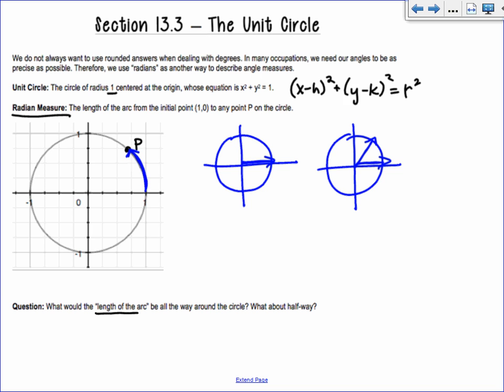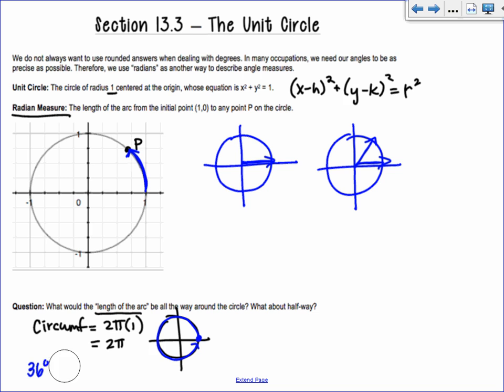So it says, what is the length of the arc if we go all the way around the circle? What do we call that if I find the length all the way around a circle? The circumference, right? So the circumference is going to be 2 times pi times r. So in this case, it'd be 2 times pi times 1, or 2 pi. So it'd be going all the way around like that. So if I want to talk about 360 degrees, 360 degrees is the same as 2 pi radians.